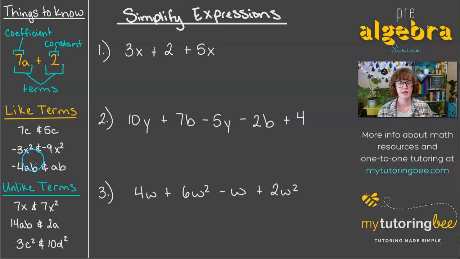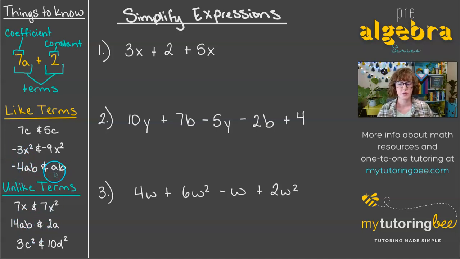Another misconception that students have is when exponents are involved. These two are like terms because they are not only both x's, but also have the 2 exponent that goes with them. If this was just an x and didn't have the squared here, these would not be considered like terms. We're going to go over some other not like terms in just a moment down here.